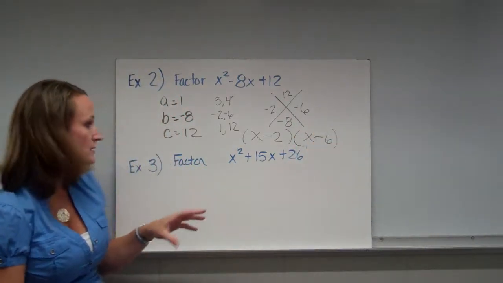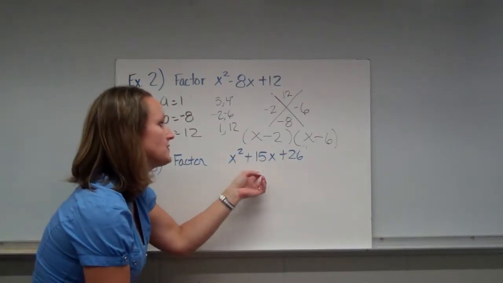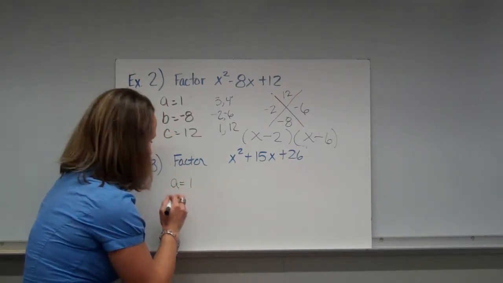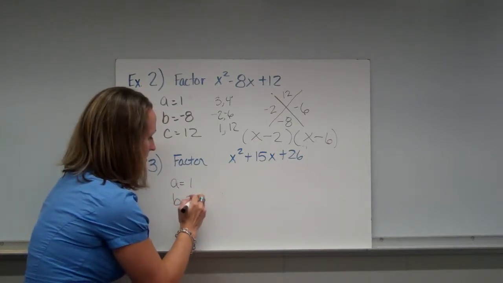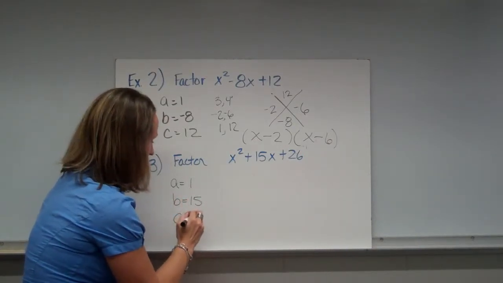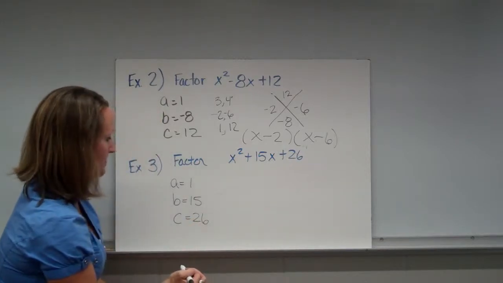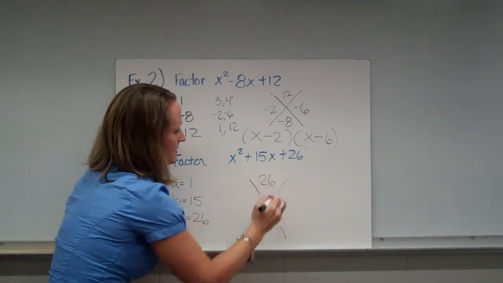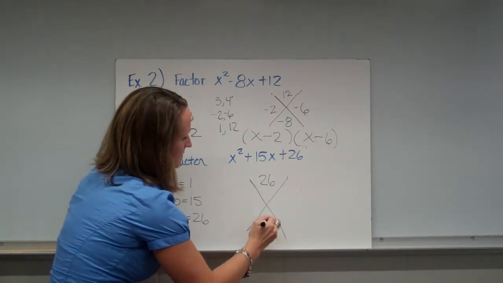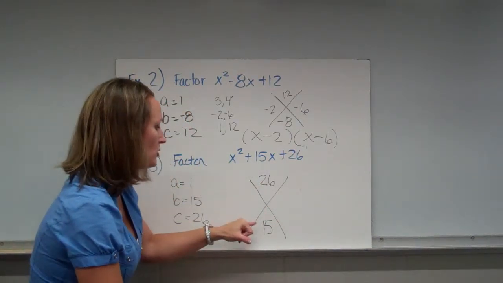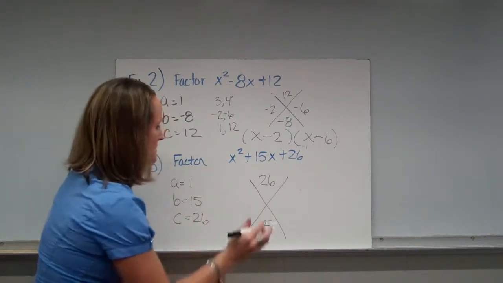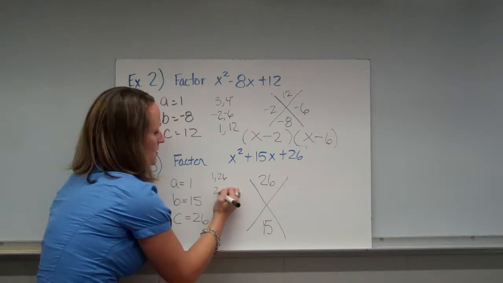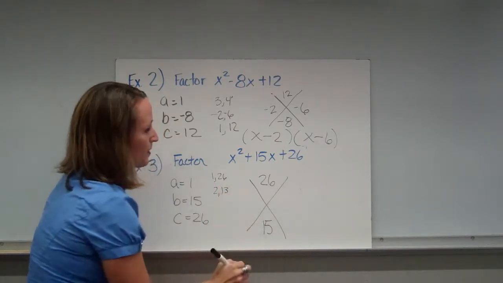Okay, so let's do one more example. X squared plus 15x plus 26. A is 1, B is 15, and C is 26. If I draw my x, my 26 here, and my 15 here, what can I multiply to get this but add to get this? Well, factors of 26, 1 and 26, 2 and 13.